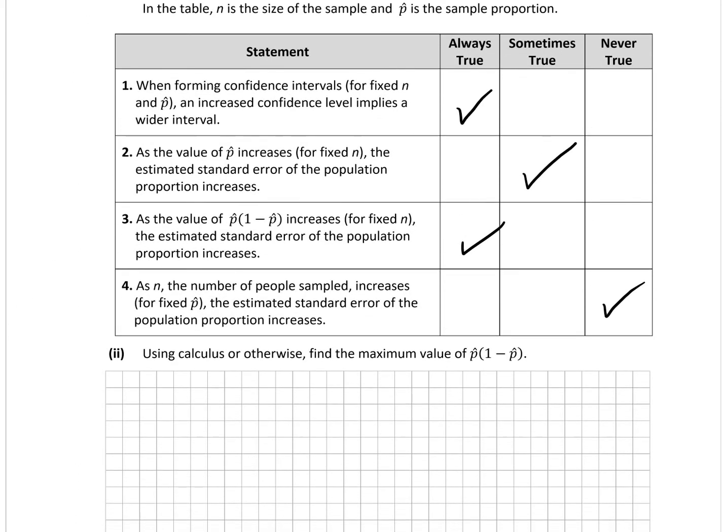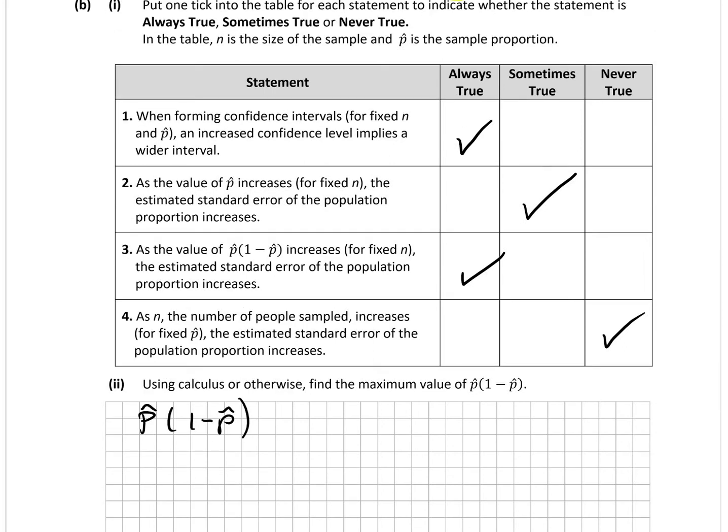Using calculus or otherwise, find the maximum value of p hat times 1 minus p hat. It says using calculus, okay? We know using calculus that to find the maximum value of a function, we derive it and let it equal 0. So we know that p hat times 1 minus p hat, all over n, is equal to the error, so let's call it the error. What we want is to find the maximum, so how the error changes with respect to p hat. Okay, I know it's not quite the error, but we'll call it that.